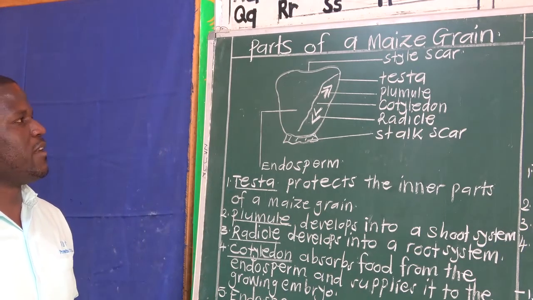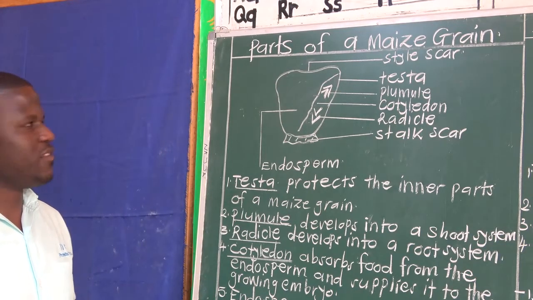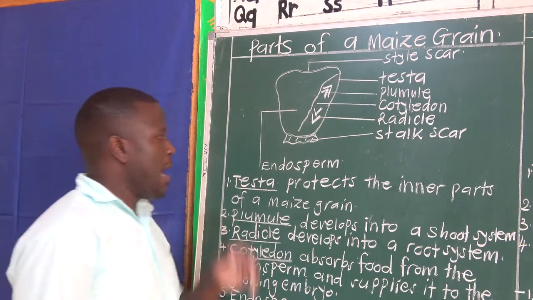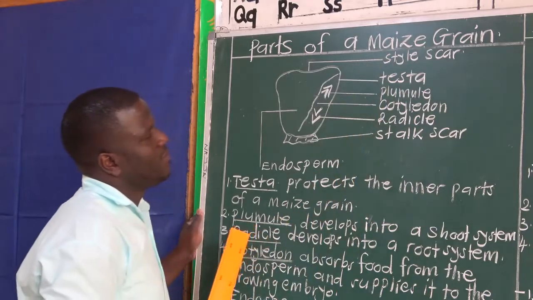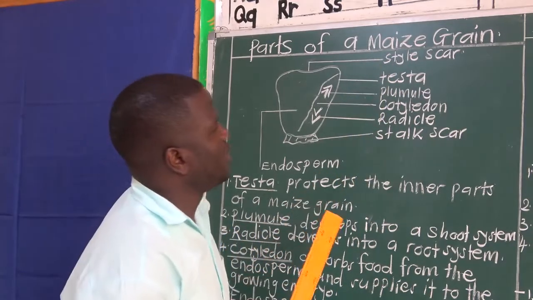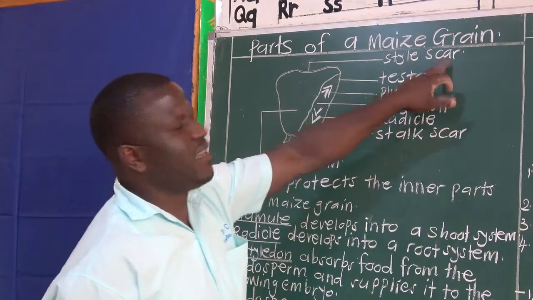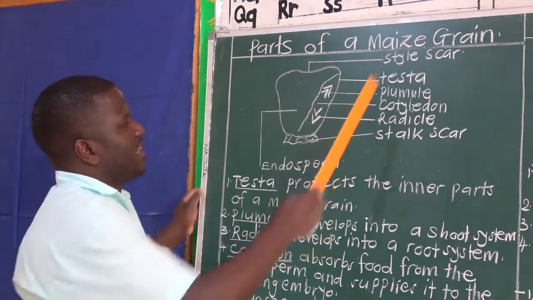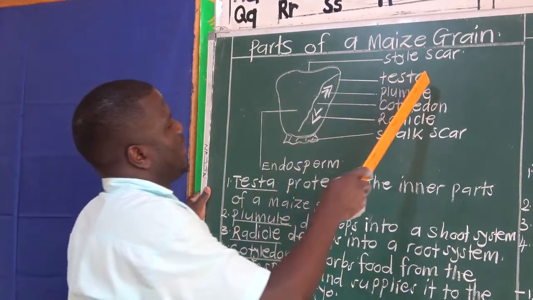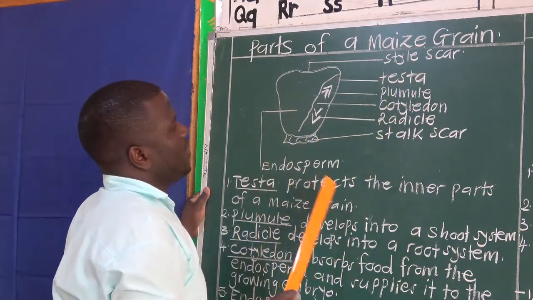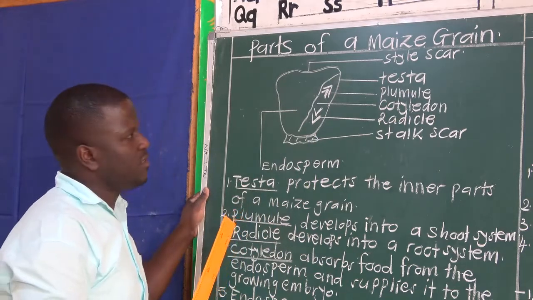Today we are going to look at parts of a maize grain. A maize grain has the following parts. It has the style scar. Style scar is found here. Then we have the tester. This tester is also known as seed coat.